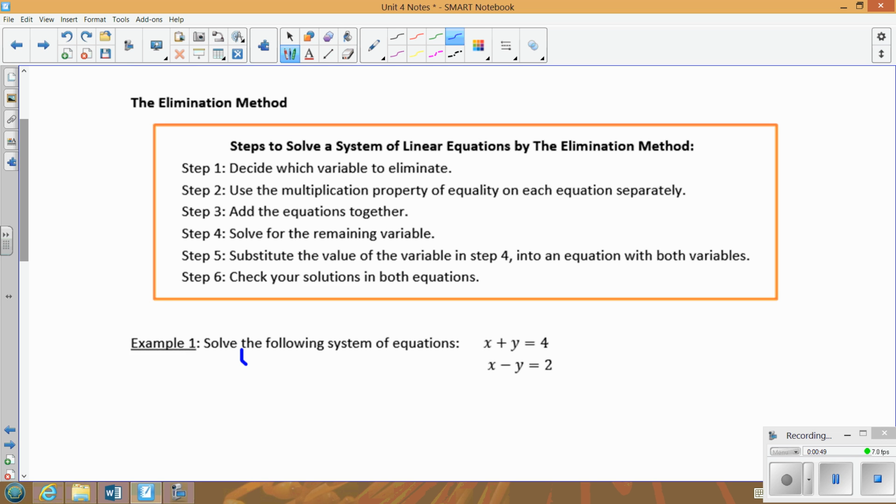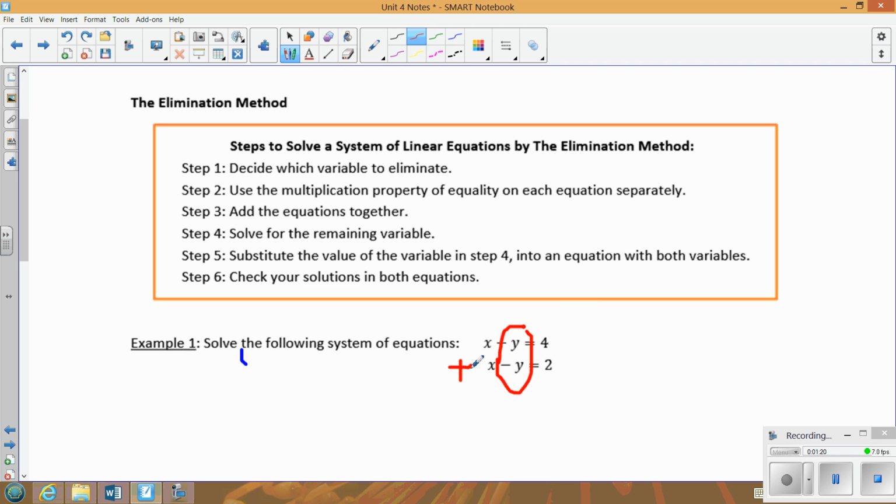When you look at this first example, I have my two equations, and I want to scan through it first and see, is there a variable that would be easy to eliminate? Meaning, I need to be able to add these two equations together and have one of the variables cancel. If you notice the y's, if you add y plus negative y, they're going to cancel each other out. So in this case, that's the variable that's going to be eliminated.